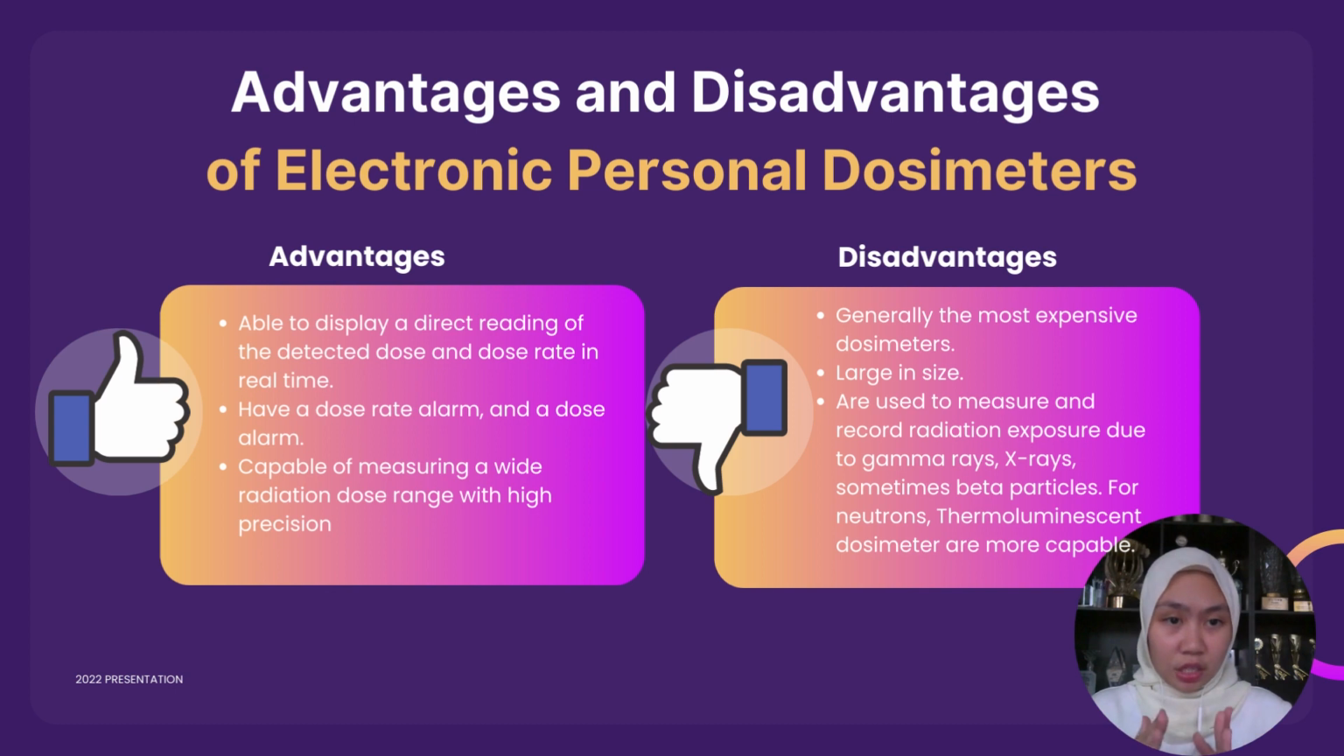For the disadvantages, firstly, generally it is the most expensive dosimeter. Secondly, it is very large in size. And thirdly, they are used to measure and record radiation exposure due to gamma rays, X-rays, and sometimes beta particles. But for neutrons, thermoluminescent dosimeters are more capable.